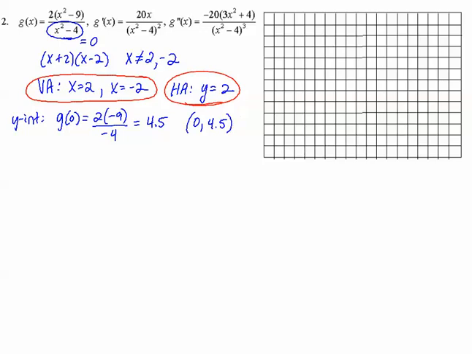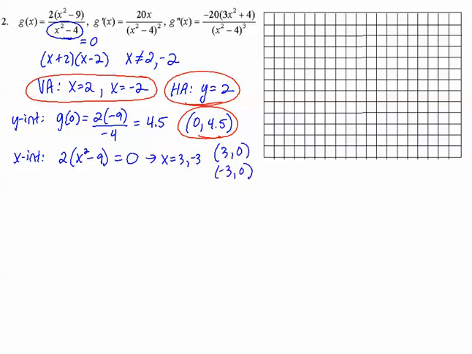Is it easy to find the x-intercept? That's where the y is 0. I think in this case, yes, it is. That's doable. So the x-intercept, where the y is 0, would be where our function equals 0, and that's only where the numerator equals 0, and that gives us 3 and negative 3. So we have two x-intercepts, (3, 0) and (-3, 0). Those are some more points that we can circle that we can use.